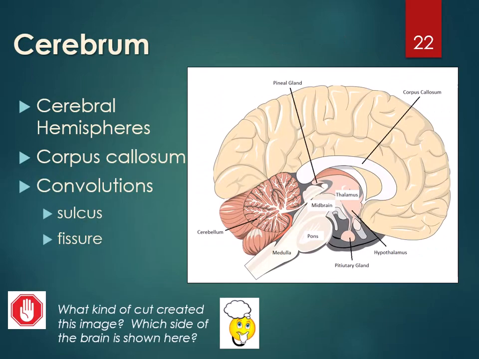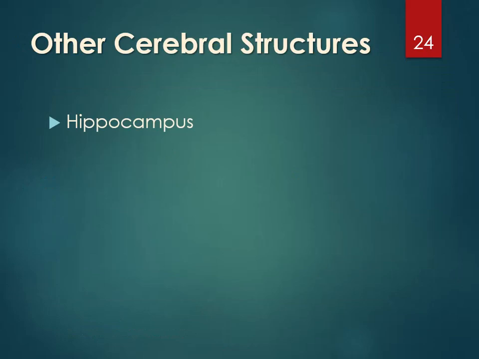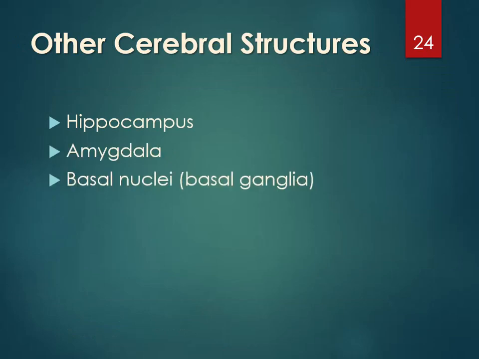Some other cerebral structures include the hippocampus, amygdala, and basal nuclei. The hippocampus and amygdala are basically involved in memory, particularly long-term memory formation, and how you respond to things emotionally. You know, in people who have PTSD, their amygdala is actually smaller.